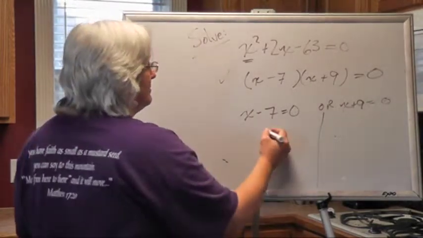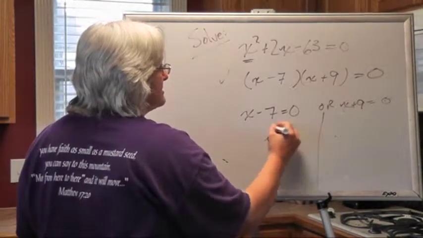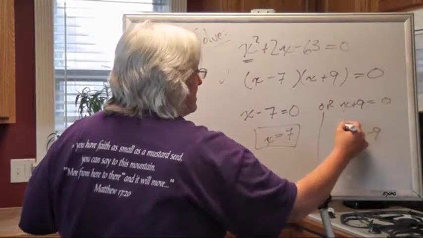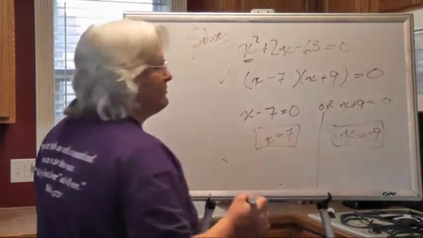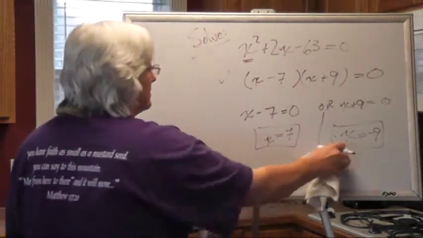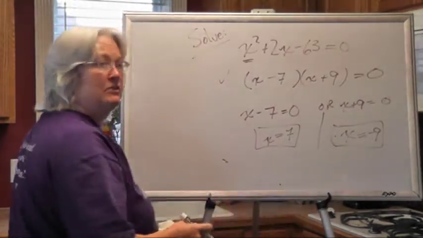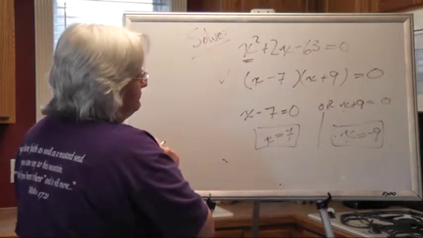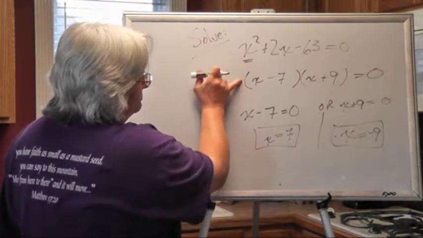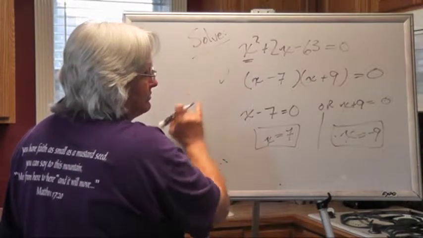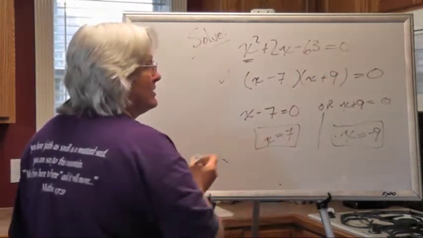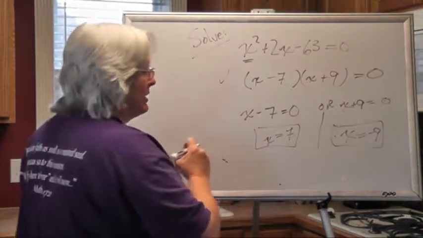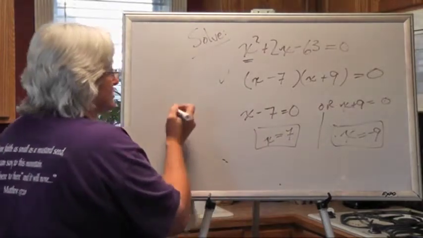We solve both of these equations and we find that x is equal to 7 or x is equal to negative 9. Now before we know for sure that these are solutions, we have to check these in the original factored form here. 7 minus 7 gives us a factor of 0. Negative 9 plus 9 gives us a factor of 0. So if we did our factoring correctly, we're all right. But let's go ahead and check that back in the original equation.